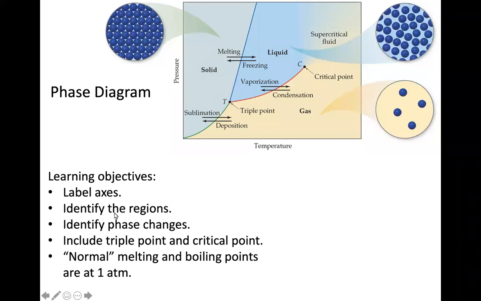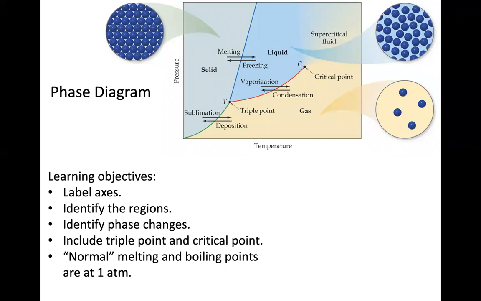I need you to be able to identify or know where the different phase changes are. We talked before about being able to name them. Notice how they're all showing up on here. Solid to the gas, that was sublimation. Solid to the liquid is melting. Liquid to the gas, that's vaporization. And then we have the ones that go in reverse: deposition, freezing, condensation. So I need you to know what those different arrows correspond to.